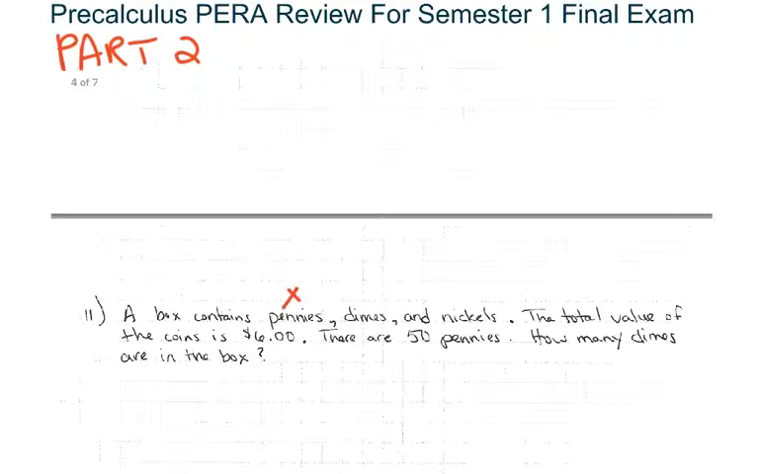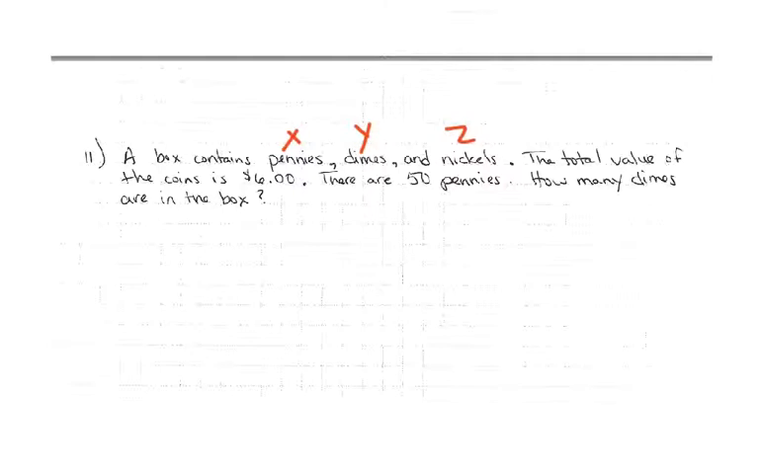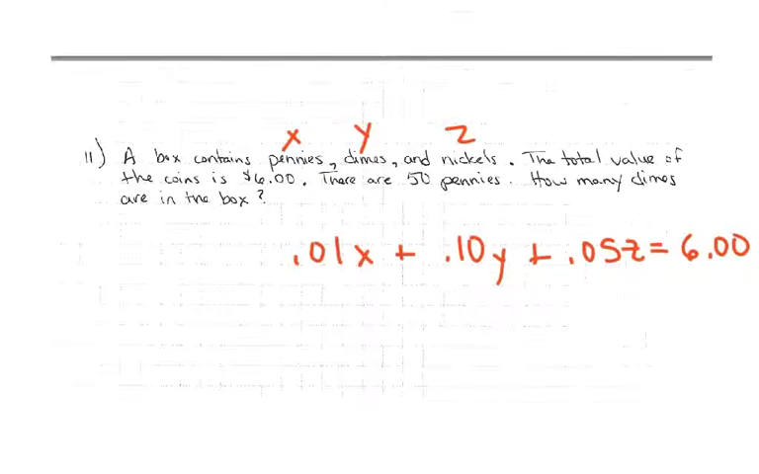So I call this just x, y, and z for the sake of argument. I know that 0.01x plus 0.10y plus 0.05z is going to equal $6, because each penny is worth 1 cent, each dime is 10 cents, each nickel is 5 cents. The thing is, they told me there are 50 pennies. So if I know how many pennies there are, and I want to find out how many dimes there are, x equals 50, and I just realized there's a missing piece of information.